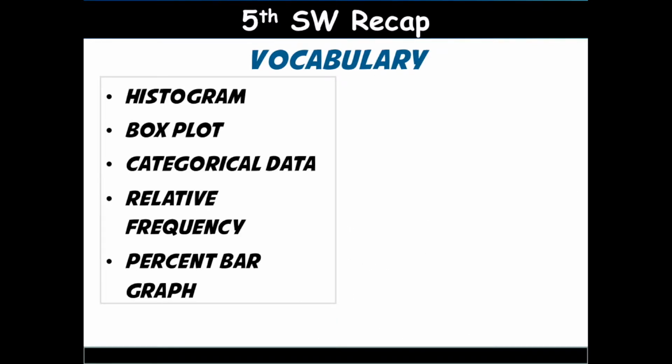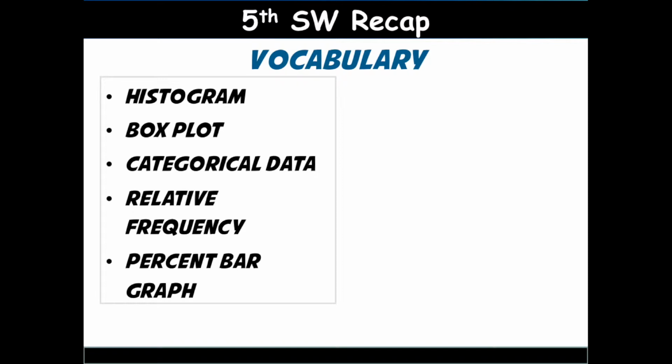Speaking of vocabulary, we also had histogram, box plot, categorical data, relative frequency, and a percent bar graph. And you'll notice, if you watch this hand in hand with the second part of the fifth 6 weeks recap, that a lot of this information relates to the financial side of mathematics. So make sure you give this a very thorough understanding before you move on to the financial side.